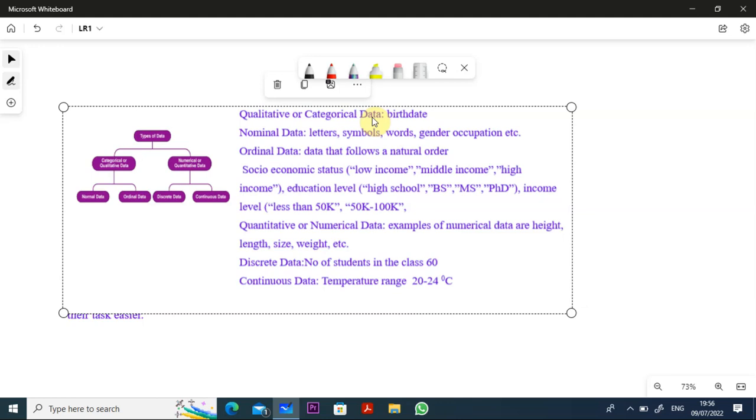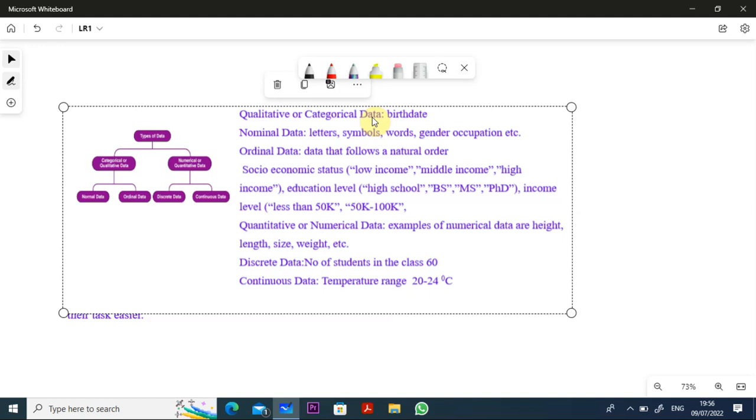This qualitative data, as I told you, we divide into two: nominal and ordinal data. Nominal data is represented by letters, symbols, or words, such as gender or occupation. For example, male, female. This type of data comes under nominal data.